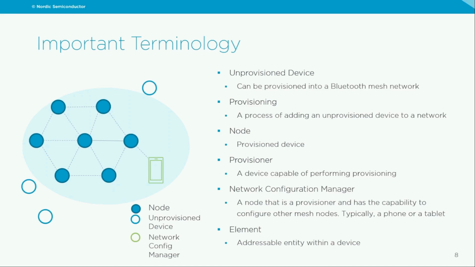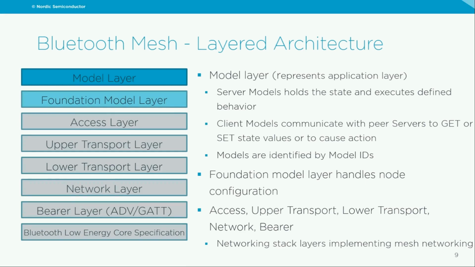With this, let's dive into the layered architecture of Bluetooth Mesh. The Bluetooth Mesh protocol is composed of several layers. At its base is the Bluetooth Low Energy Core specification, and at the top is the model layer. The model layer represents the application layer. It contains server and client models. The server model holds the state and executes defined behavior. The client model communicates with the peer server to get or set the state values or to cause an action. These models are identified by model IDs.